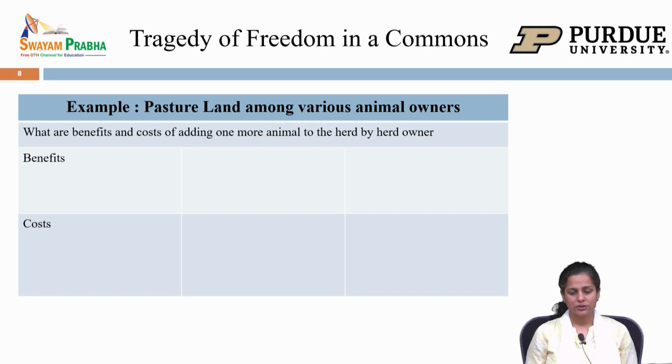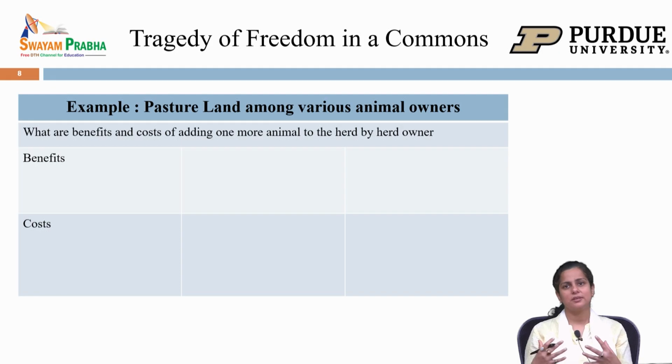An example of the tragedy of freedom in a commons is pasture land among various animal owners. I can explain this by talking about the users. Let's say we have herd owners, and every herd owner has a certain number of cattle grazing on that pasture land. If you think about the tragedy of commons, you need to think about different users in the system. Here the different herd owners are the system, and their cattle are grazing on the pasture. For each user of this pasture land, which is your common resource, there are certain benefits and certain costs.